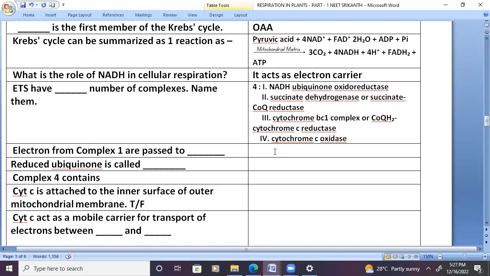Next question. Electrons from complex 1 are passed to ubiquinone. Reduced ubiquinone is called ubiquinol. Complex 4 contains cytochrome a, cytochrome a3, and Cu centers.